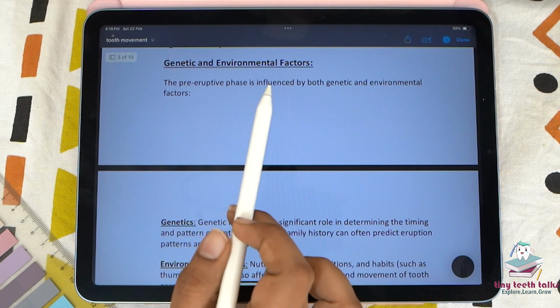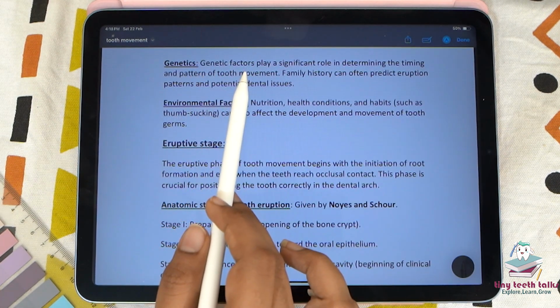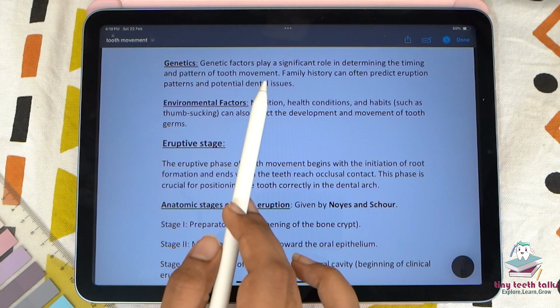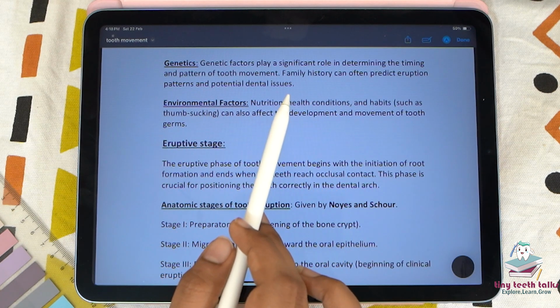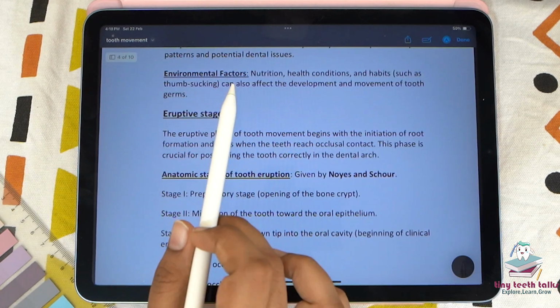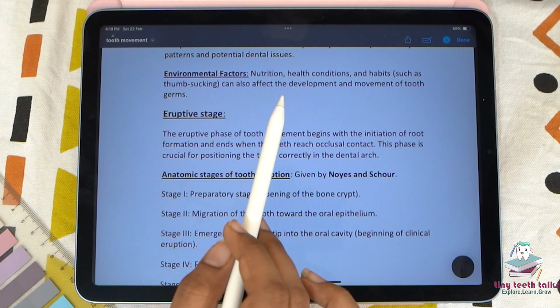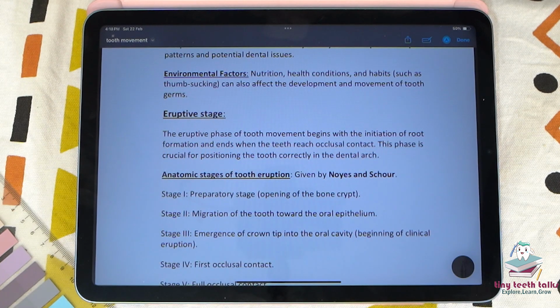The pre-eruptive phase is influenced by both genetic and environmental factors. Genetic factors play a significant role in determining the timing and the pattern of tooth movement. Family history can often predict eruption patterns and potential dental issues. Environmental factors, nutrition, health conditions, and habits such as thumb sucking can also affect the development and movement of the tooth germs. Habits we'll discuss later.